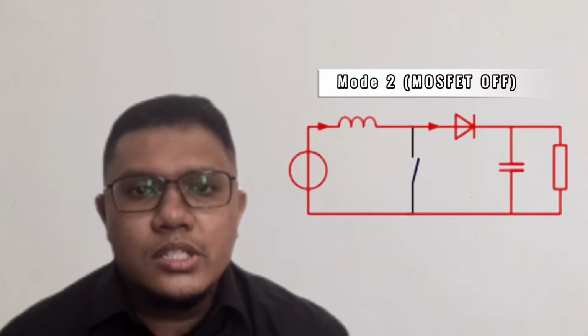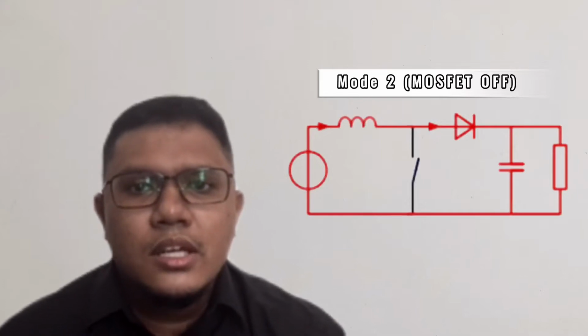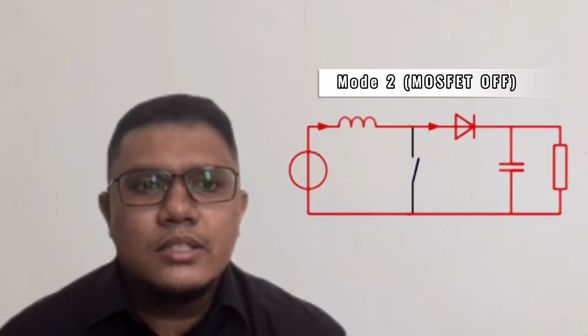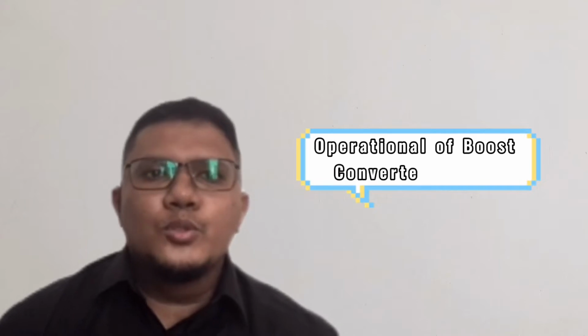In this situation, the capacitor was in charge and the voltage will be stored to be released in the next state, in mode 1, to the load resistor so as to make a voltage step-up system as a boost converter. Operation of the boost converter circuit.